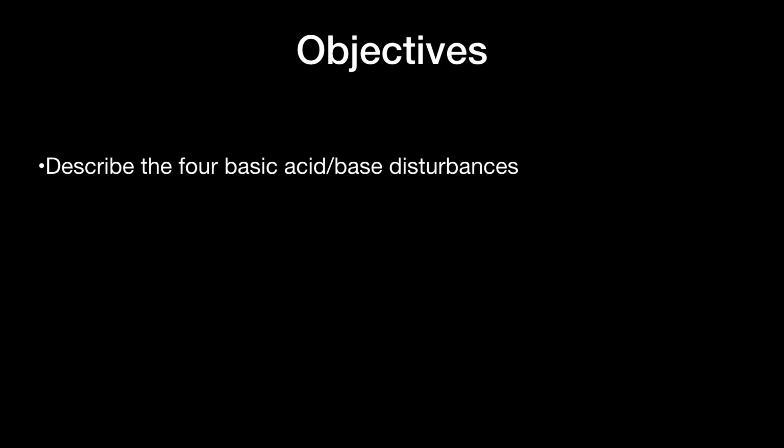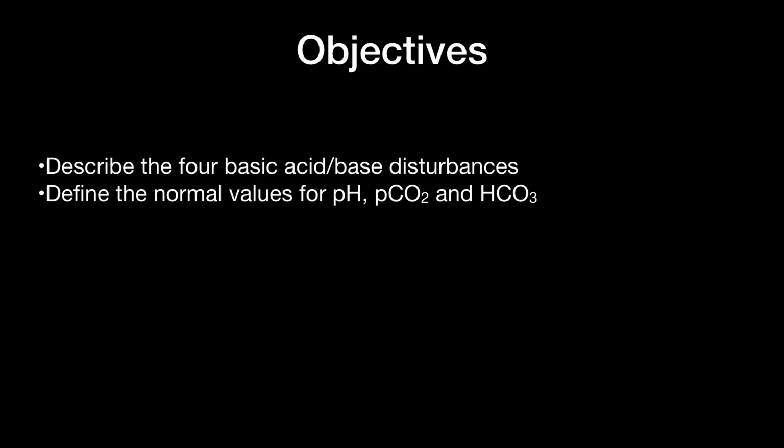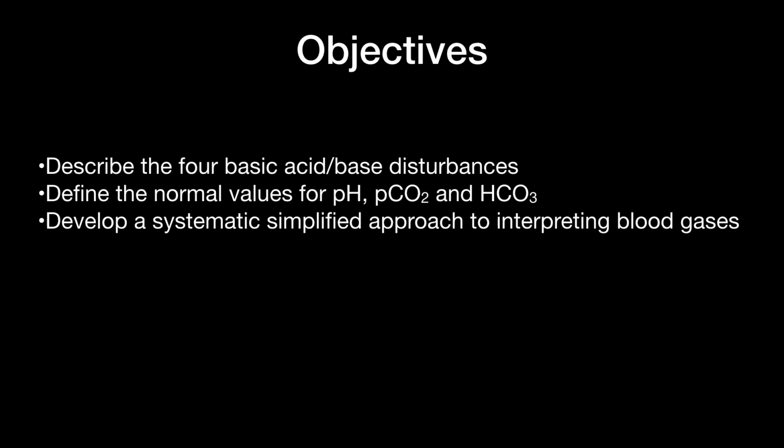This is a basic video about blood gas interpretation. There are three objectives. The first objective is we want you to be able to describe the four acid-base disturbances. Then we want you to be able to define the normal values for pH, PCO2, or the partial pressure of carbon dioxide, and the normal value for bicarb. And finally, we'll present a simplified approach to interpreting the acid-base disturbances of blood gases.